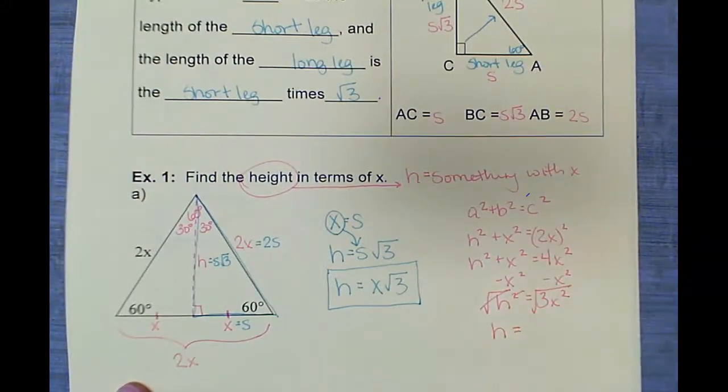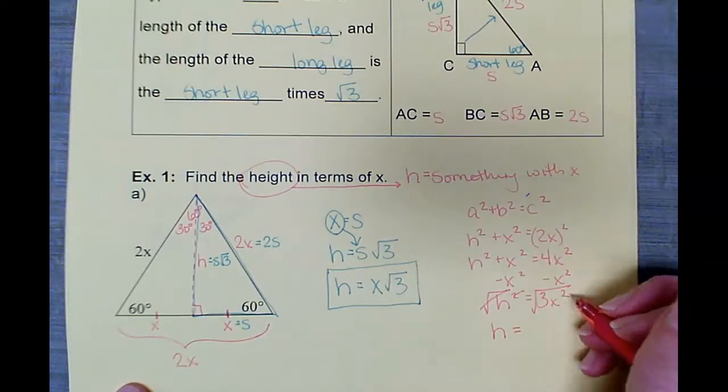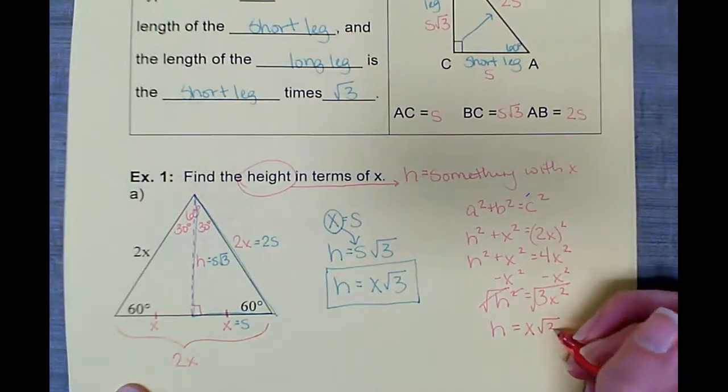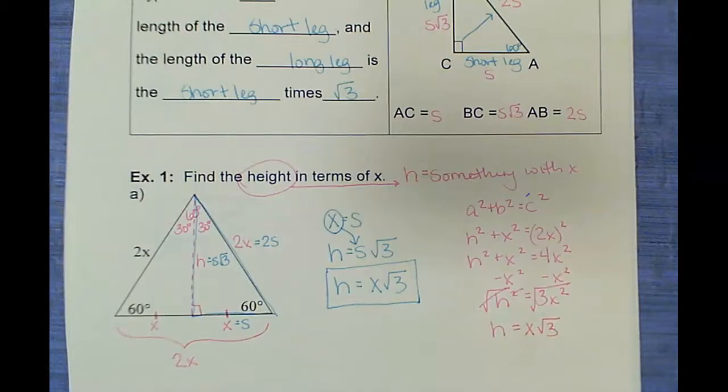Well, the square root of 3 doesn't get simplified, but the square root of x squared, those will cancel out, and I'll just have x square roots of 3. So we have the opportunity to use either one of these, but if you know the relationship between a 30, 60, 90 degree triangle sides, this is definitely the more desirable amount of work. So let's move on to our next page.